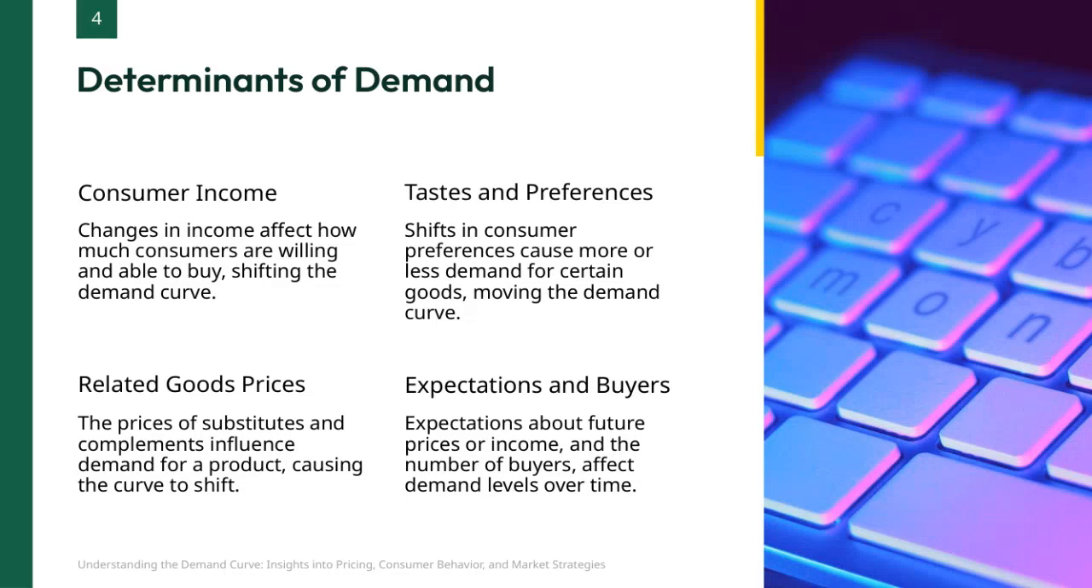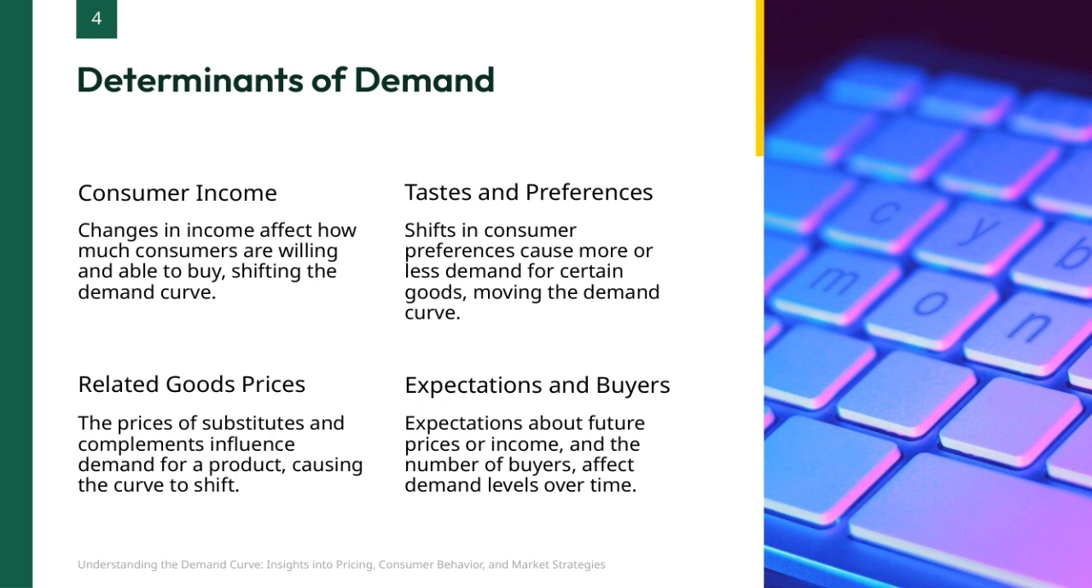Let's talk about the key factors that determine demand. First, consumer income plays a crucial role. When people's income changes, it directly affects how much they're willing and able to buy, which shifts the demand curve accordingly. Next, tastes and preferences can cause demand to increase or decrease. When consumers develop new preferences or lose interest in certain products, the demand curve moves as a result.